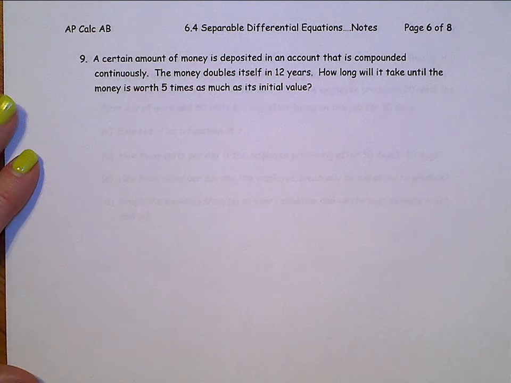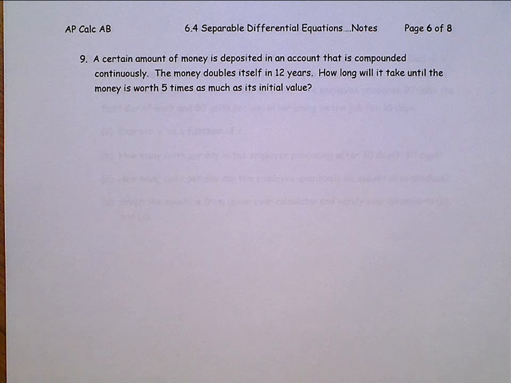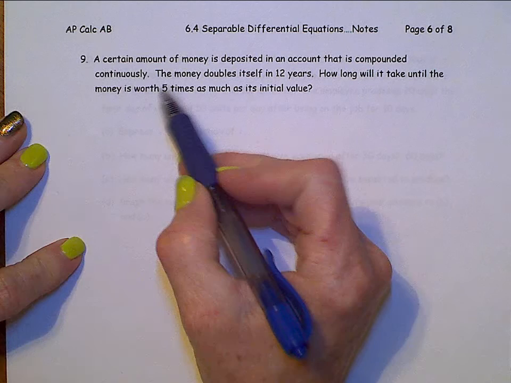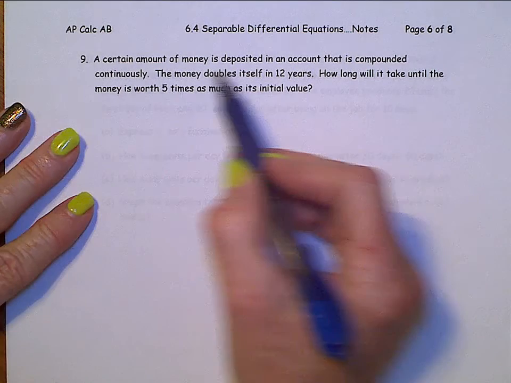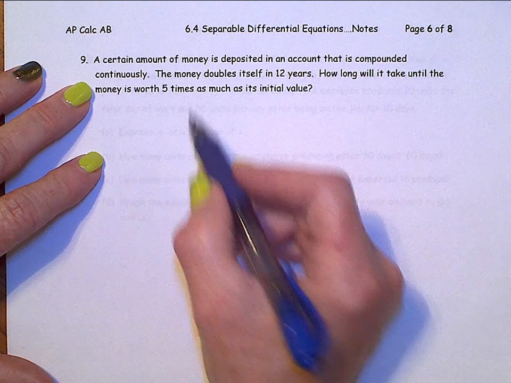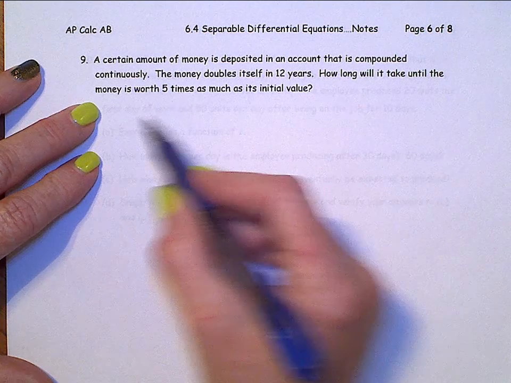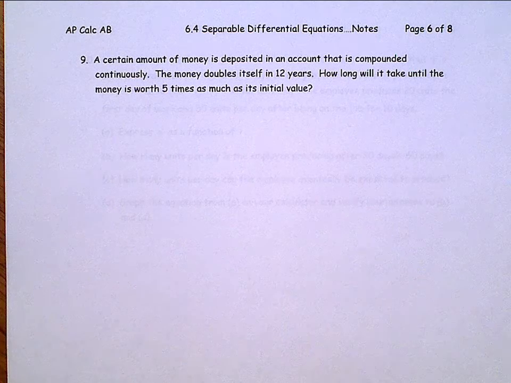Okay, here we go. Section 6.4, separable differential equations for AP Calculus, page 6. In this problem, we have an amount of money that is deposited in an account that is compounded continuously. The money doubles itself in 12 years. How long will it take until the money is worth 5 times its initial value?